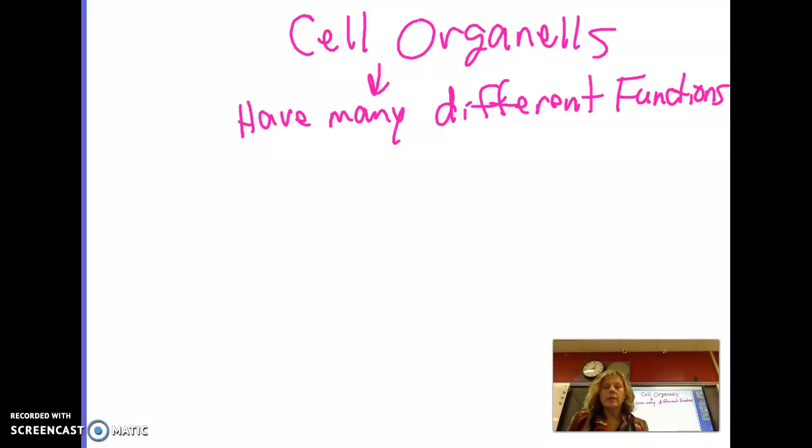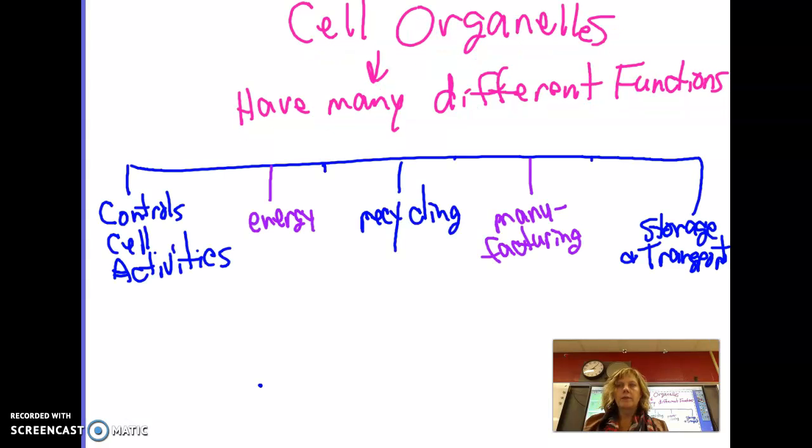The main organelles that I want to talk about, and I want to talk about these as a function. So, cell organelles, ooh, I spelled this wrong. Organelles, there's an E in there, have a lot of different functions. And we're just going to do a quick concept map to kind of review those.